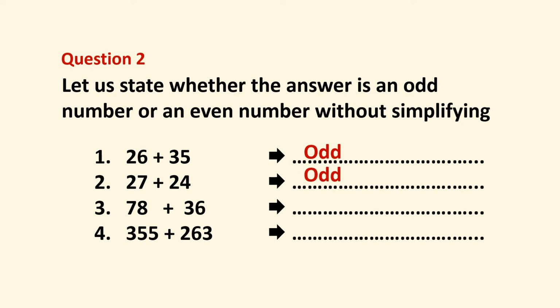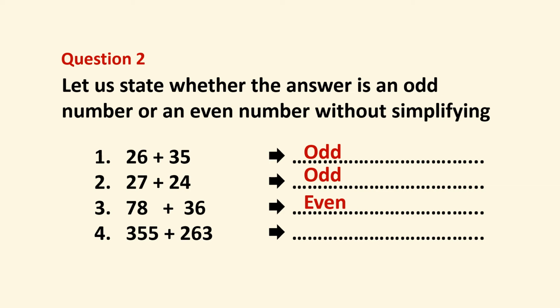Next one. 78 plus 36. So what can you say? 78, yes, that's an even number, plus 36, that is also an even number. So we are going to add two even numbers together. So ultimately the result is also an even number.